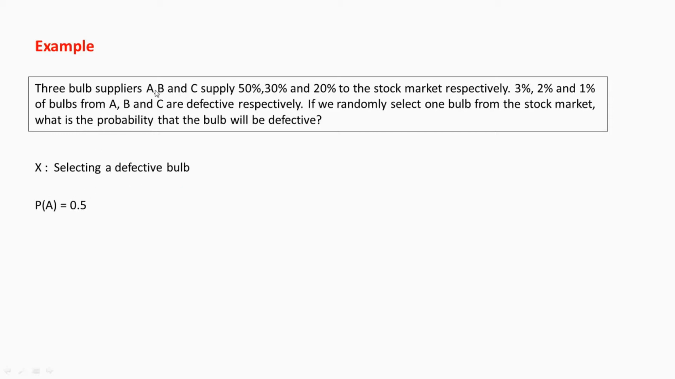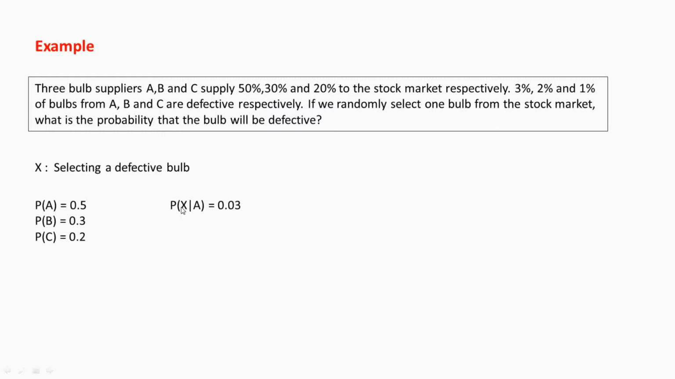Here, supplier A supplies 50%. Therefore, probability of A is equal to 0.5. Probability of B is equal to 0.3 because here it is 30%. Then probability of C is equal to 0.2 because here it is 20%. Here I have used A, B and C as events of supplying a bulb from A, B and C.